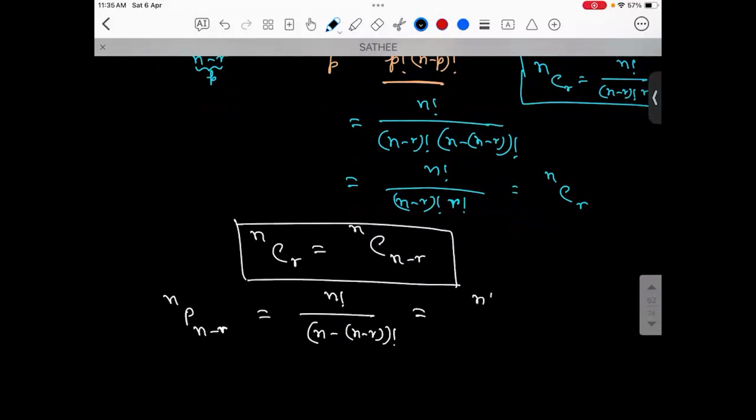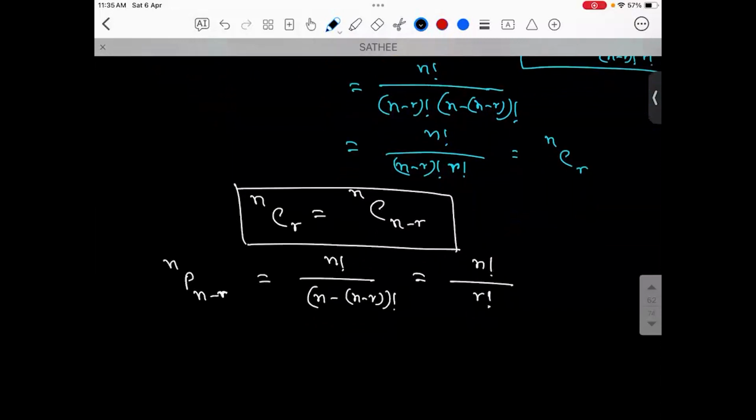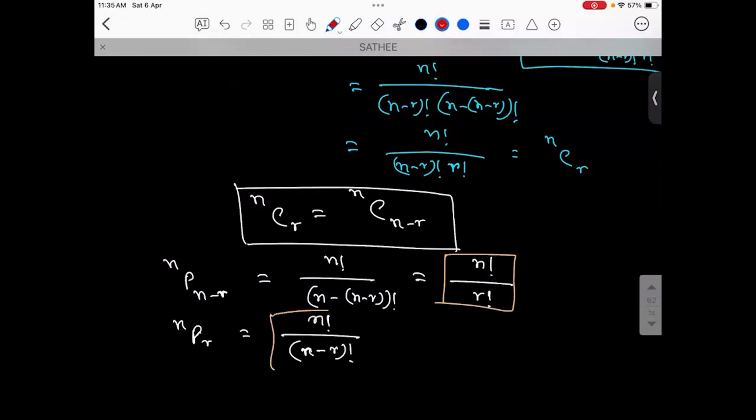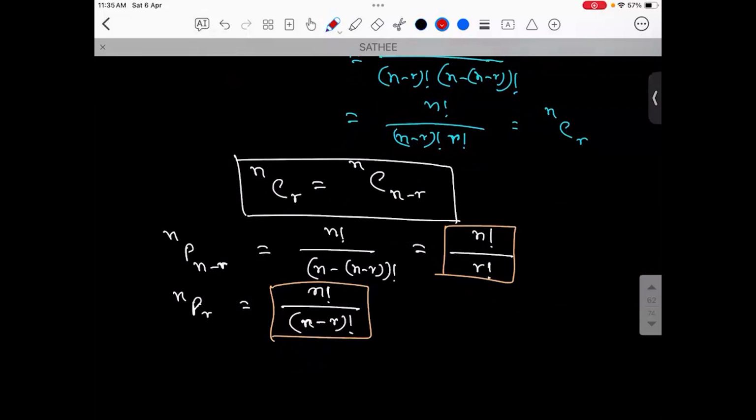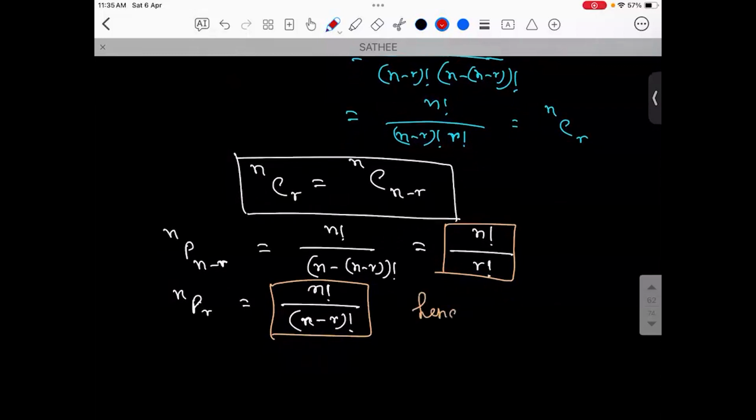Fine. So this will give us n factorial divided by r factorial. And what about nPr? Factorial nPr is n factorial divided by (n minus r) factorial. So clearly these two terms are not equal. So we can write that nP(n minus r) is not equal to nPr.